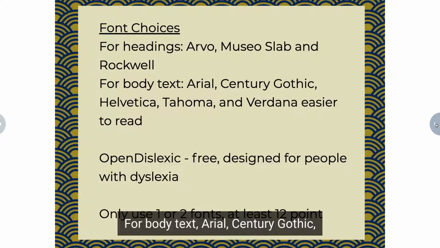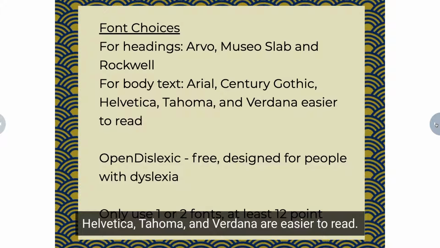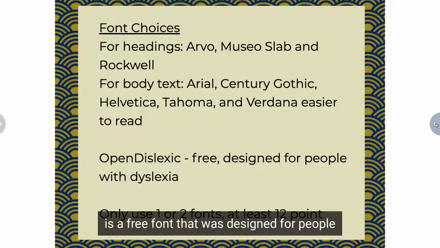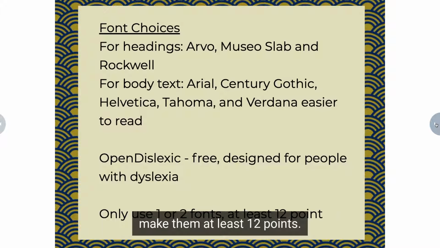Font choices should probably be fairly simple, and for headings, I would recommend Arvo, Museo Slab, and Rockwell. For body text, Arial, Century Gothic, Helvetica, Tahoma, and Verdana are easier to read. Open Dyslexic is a free font that was designed for people with dyslexia. Be sure to use only one or two fonts and make them at least 12 points.